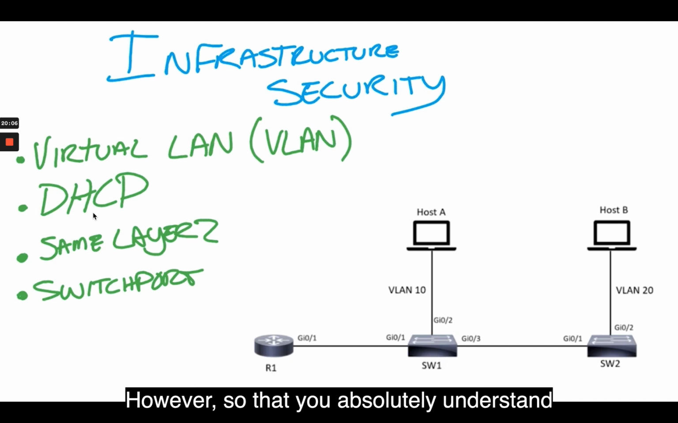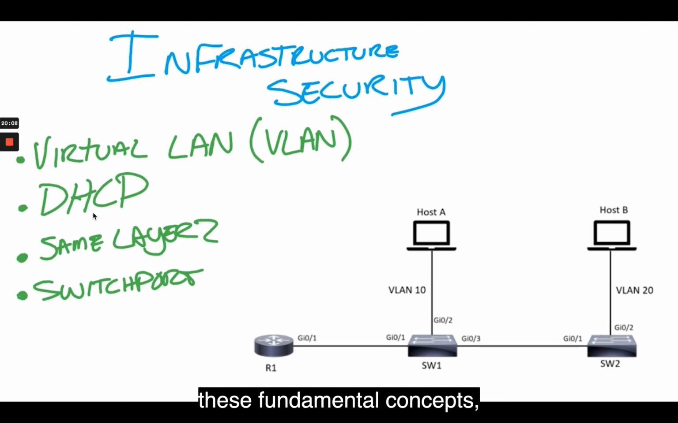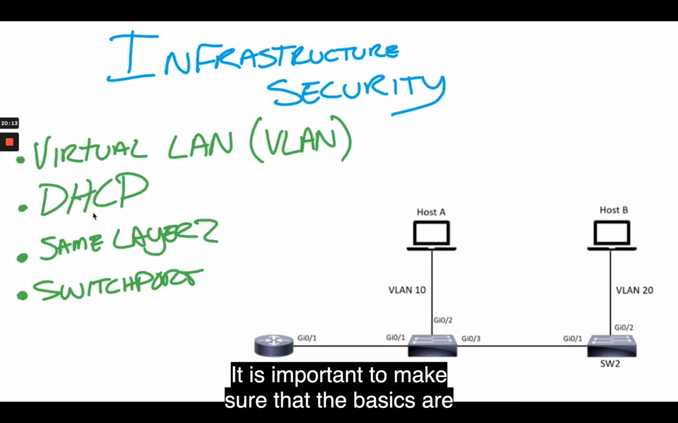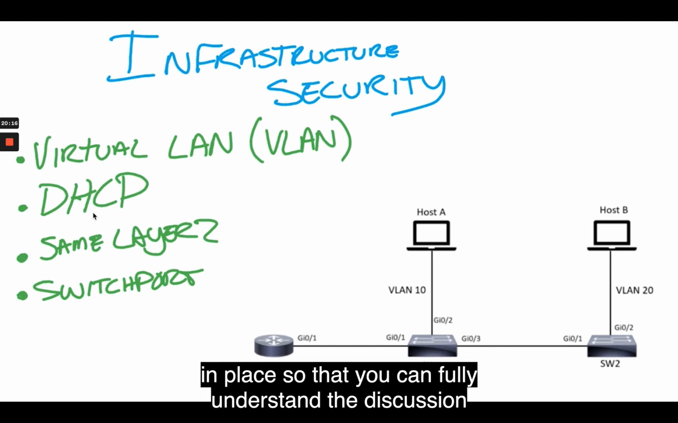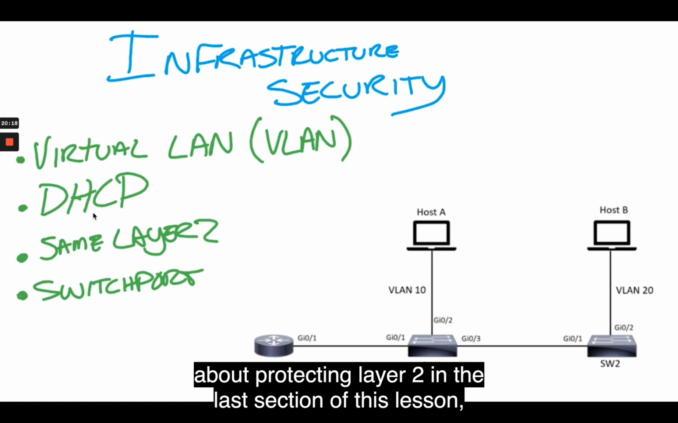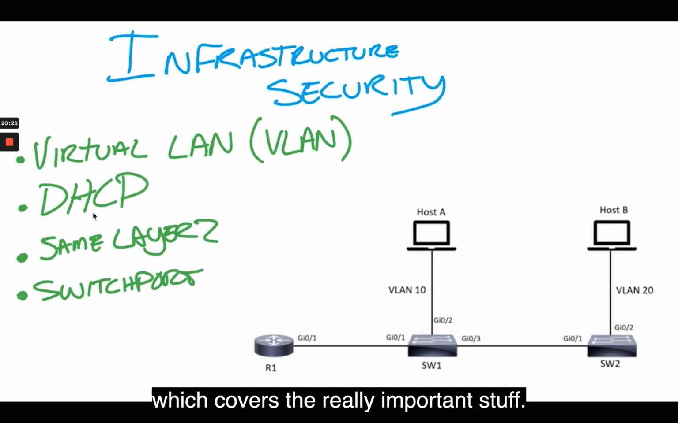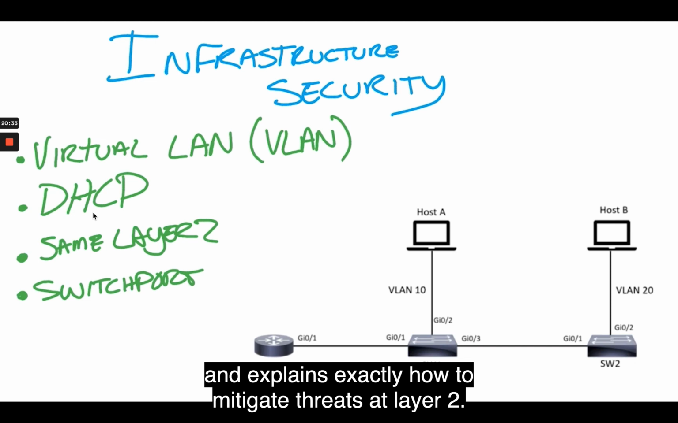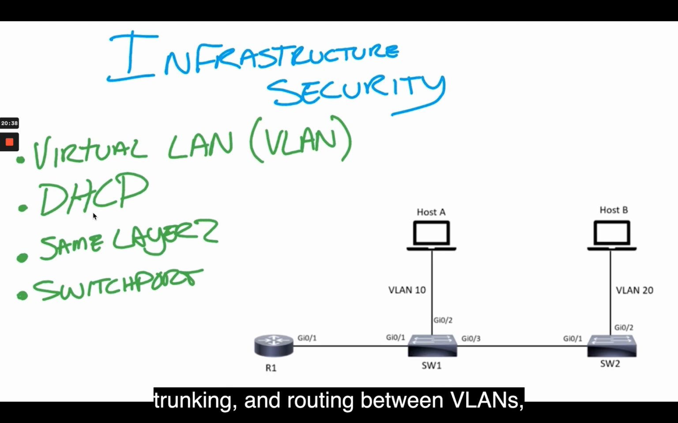However, so that you absolutely understand these fundamental concepts, this lesson will begin with a review. It is important to make sure that the basics are in place so that you can fully understand the discussion about protecting Layer 2 in the last section of this lesson, which covers the really important stuff. That section focuses on just a few Layer 2 related security vulnerabilities and explains exactly how to mitigate threats at Layer 2. If you are currently comfortable with VLANs, trunking, and routing between VLANs, you might want to jump to the next lesson.